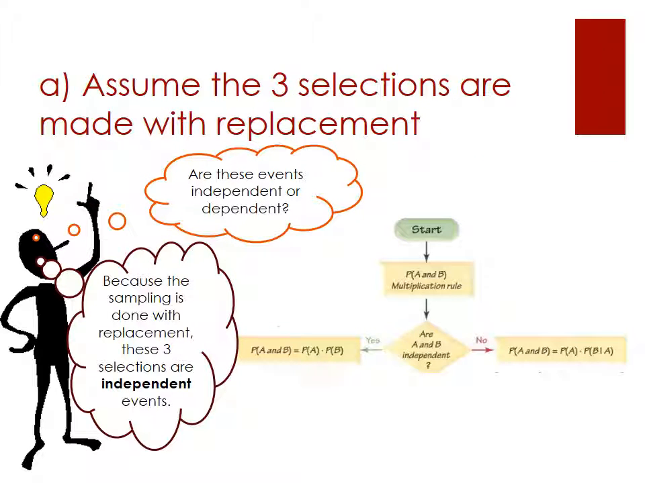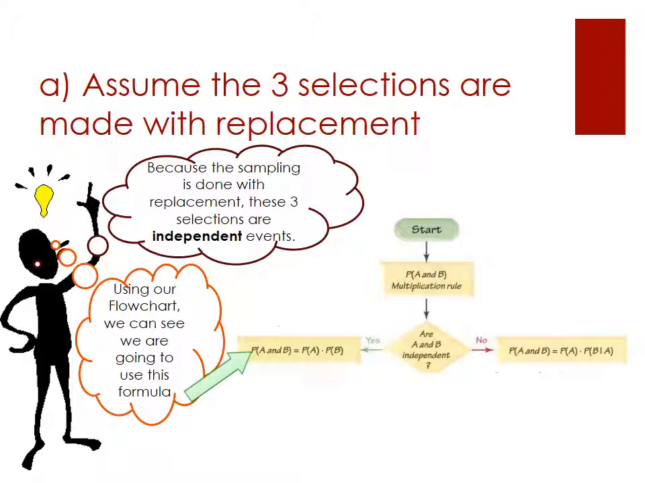Because the sampling is done with replacement, these 3 selections are independent events. And so using our flowchart, we can see that we are going to use this formula right here. We have the arrow pointing to it here on the left, right? So we're going to use the probability of A times the probability of B. And in our particular situation, since we've got 3 selections, we're also going to add in a probability of C.